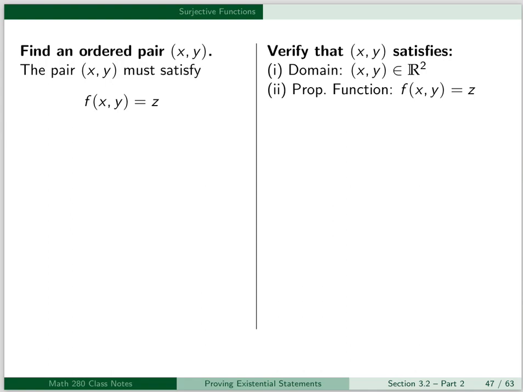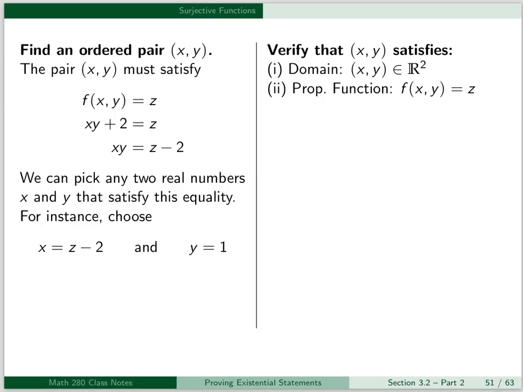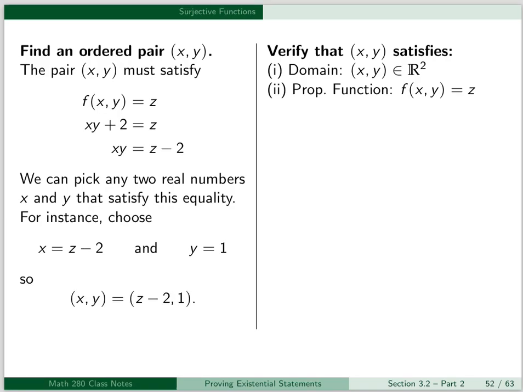Now our ordered pair xy must satisfy the propositional function f of xy equals z. And since f of xy is x times y plus 2, xy must satisfy the equation x times y plus 2 equals z. And this can be rewritten as x times y equals z minus 2. Now we can pick any two real numbers x and y that satisfy this equality. For instance, we can choose x to be z minus 2 and y to be 1. So our ordered pair xy is z minus 2, 1.